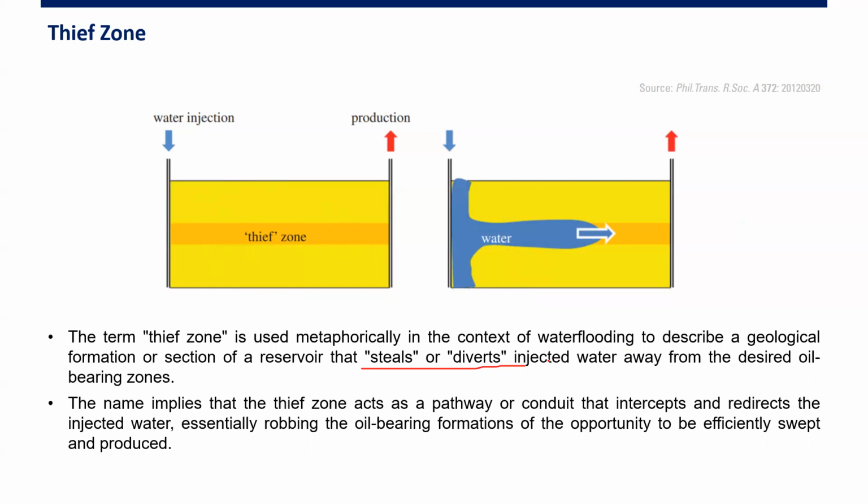Lastly, the name implies that the thief zone acts as a pathway or conduit that intercepts and redirects the injected water, essentially robbing the oil-bearing formations of the opportunity to be efficiently swept and produced. That's the problem, the infamous thief zone. That's why this topic is very important in water flood, and I expect to make more videos about the thief zone.